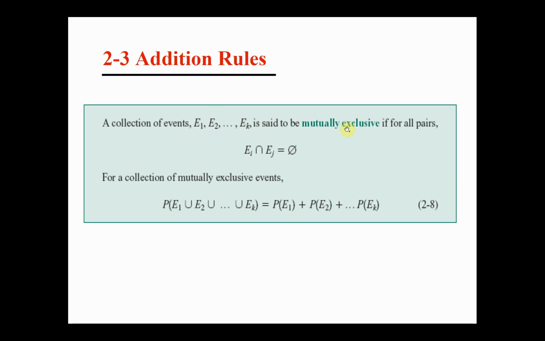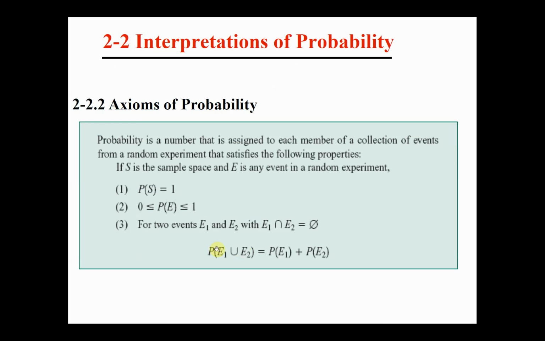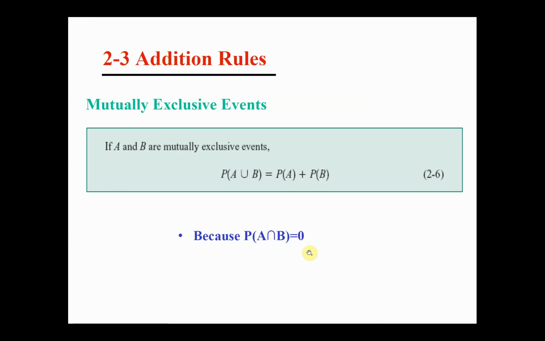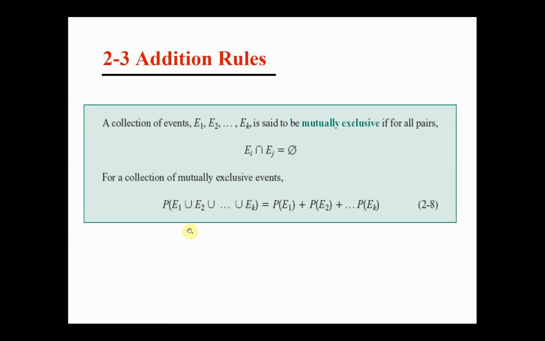What can we conclude if we have mutually exclusive events? What is the probability of the union then? Probability of E1 union E2 union E3, and so on until union EK, as an extension to the axioms. If we have mutually exclusive events and we would like to get the probability of the union, we just add the probabilities. So the probability of E1 union E2 union and so on until union EK is probability of E1 plus probability of E2 plus and so on plus the probability of EK.